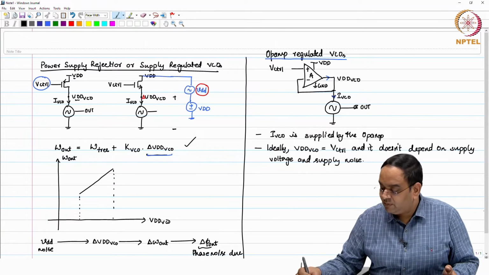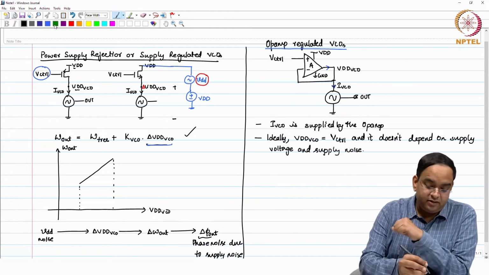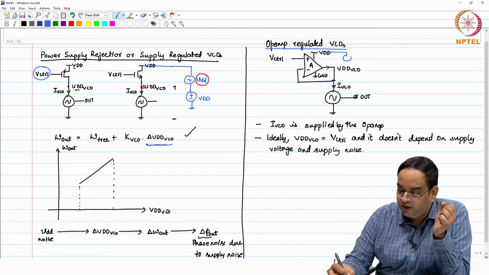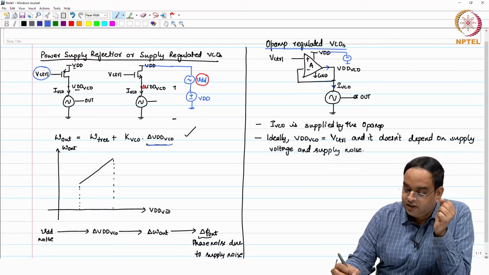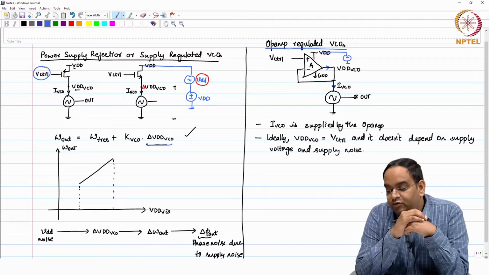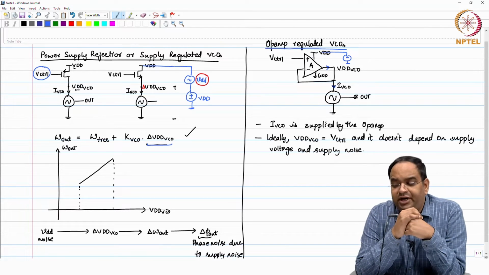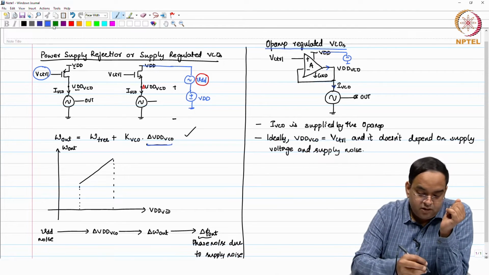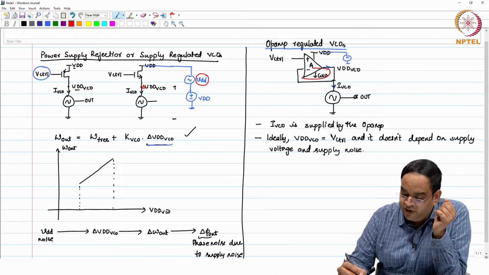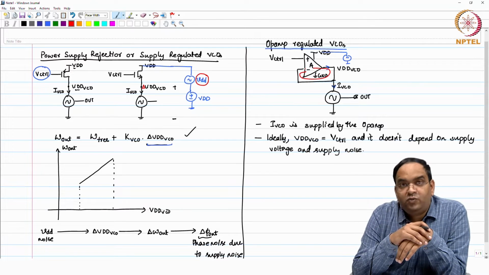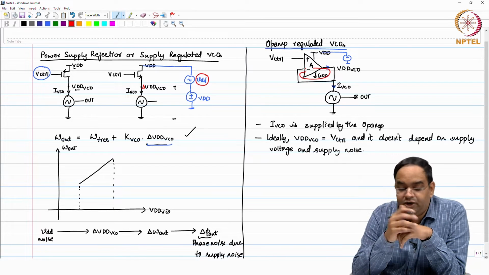So, if you have some supply noise at the amplifier, that supply noise will get to the output through this amplifier. We can't avoid it, but this is one of the best ways to regulate the supply voltage of the oscillator, because this negative feedback operation is trying to fix the supply voltage of the oscillator.